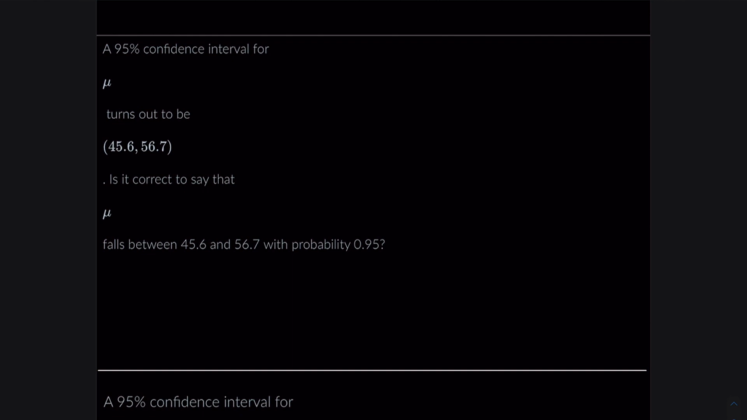All right, the next thing says a 95% confidence interval for mu turns out to be this. Is it correct to say that mu falls between those with a probability of 0.95? And so now this is a pretty good question, because this is basically just asking again if you know the definition of a confidence interval. And this would be true, of course. So yes, actually, right? Because that's the point of a confidence interval. It's basically saying a probability of 0.95 that it falls between those two values, and that is the definition of a confidence interval.